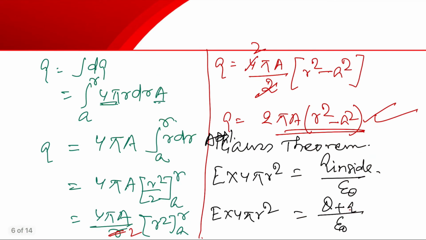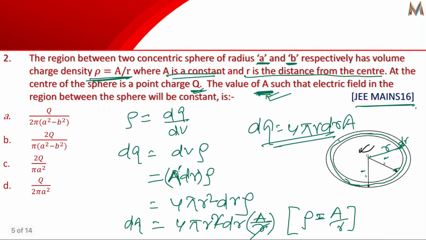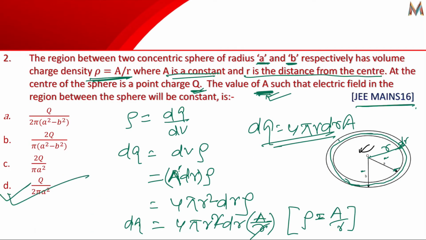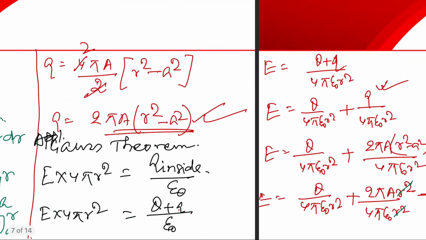Let us see the option, that is Q by 2 pi a square. Option D is correct. So, option D is correct for this question. This question appeared in JEE Mains 2016. Okay, students, let us move to the next question.